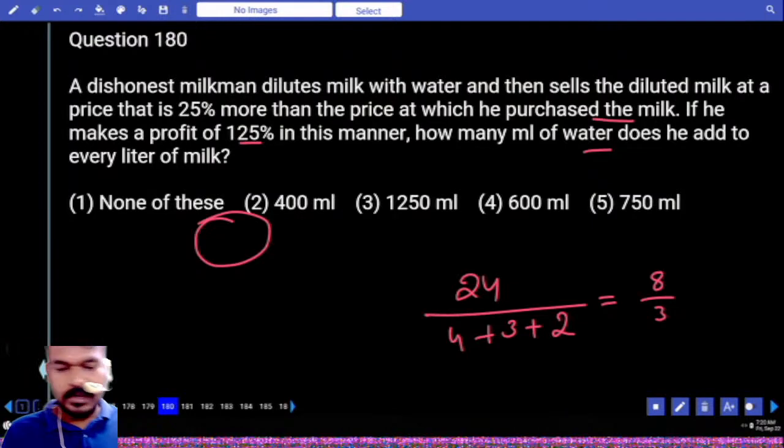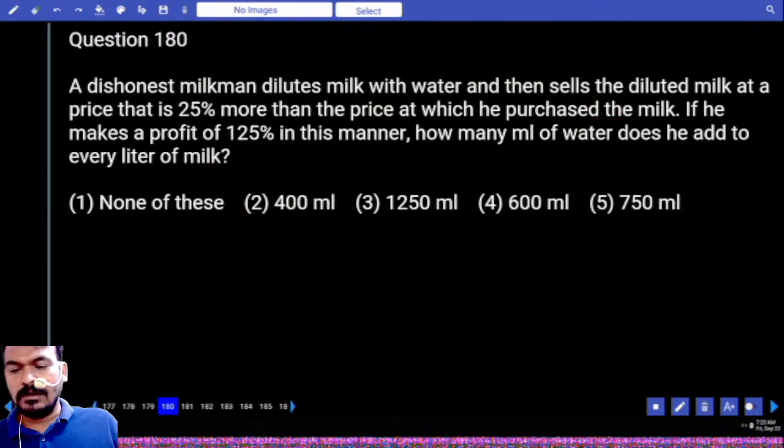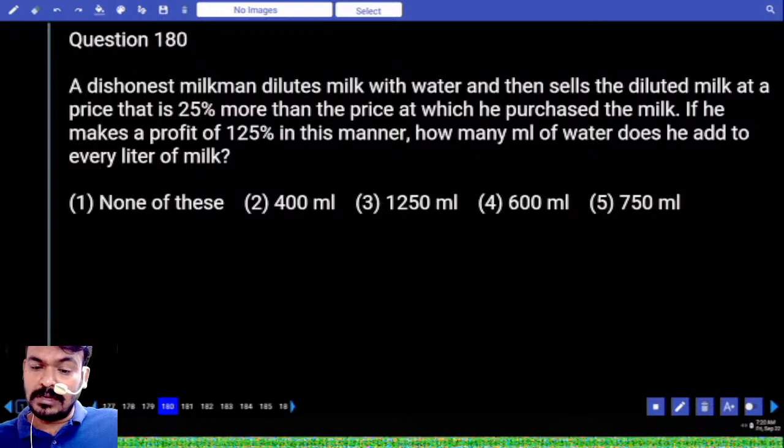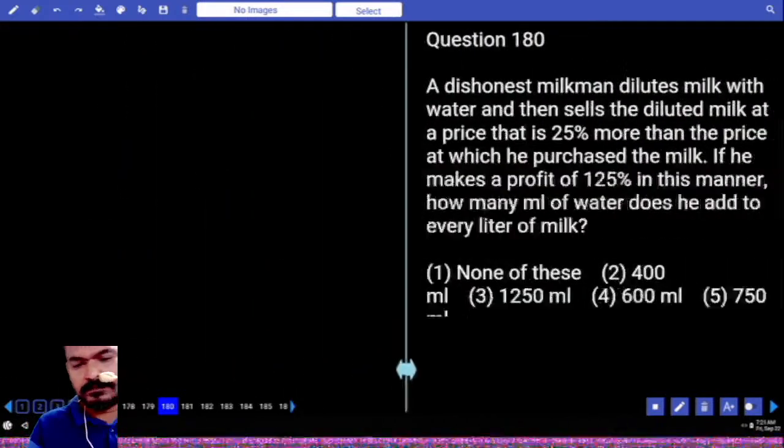Next, question number 180. A dishonest milkman dilutes milk with water and then sells the diluted milk at a price that is 25% more than the price at which he purchased the milk. If he makes a profit of 125% in this manner, how many milliliters of water does he add to every liter of milk? Okay.